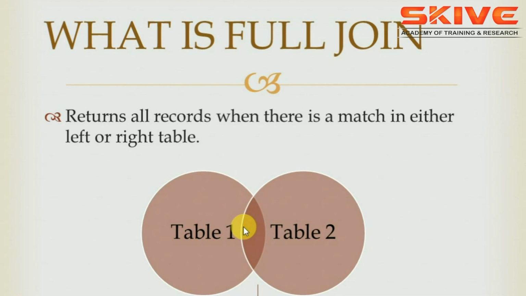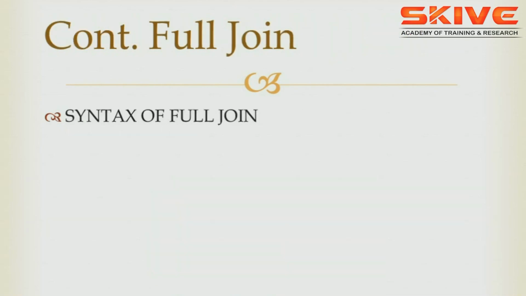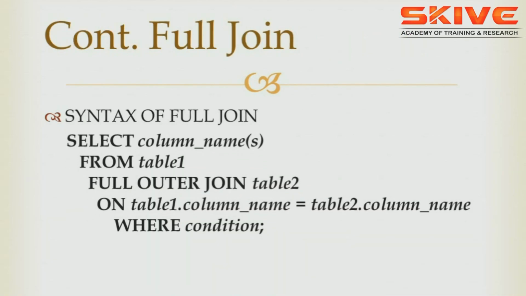Okay, so I am just showing the syntax of full join. Select column names from table 1 full outer join table 2 on table 1 dot column name equal to table 2 dot column name. Where condition: if we want to apply any condition, then we will apply it there.